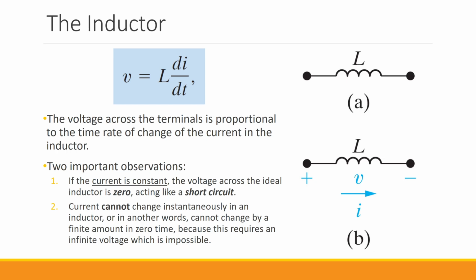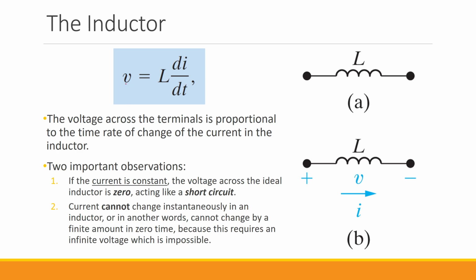The other implication is with regard to the relationship. As you can see, voltage is proportional to the derivative of the current over time. That means we cannot have a current that changes instantly in an inductor, or changes its value by a finite amount in zero time. You cannot have a current being zero one moment and then instantly becoming 1 amp, because that requires an infinite amount of voltage.